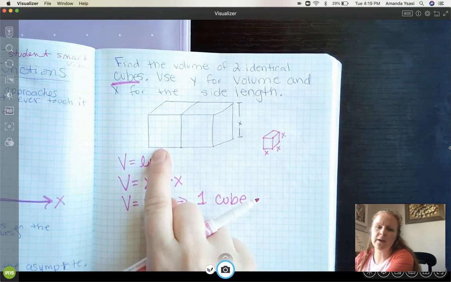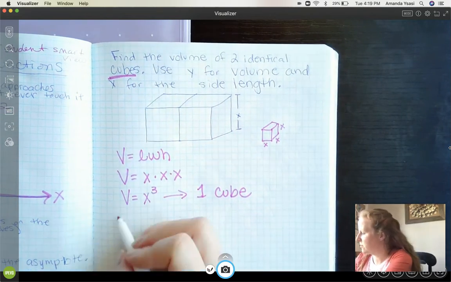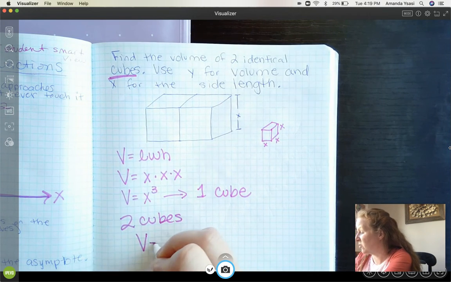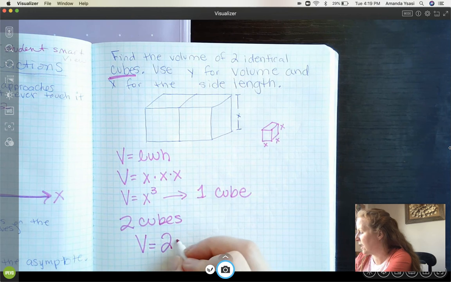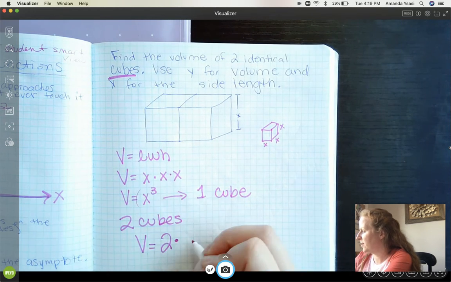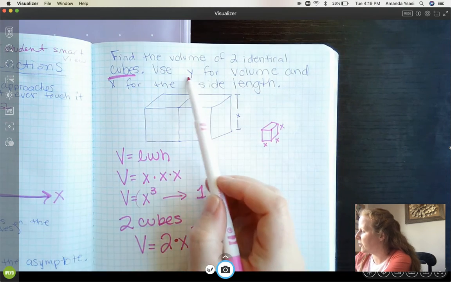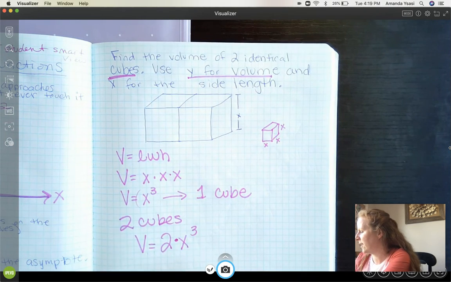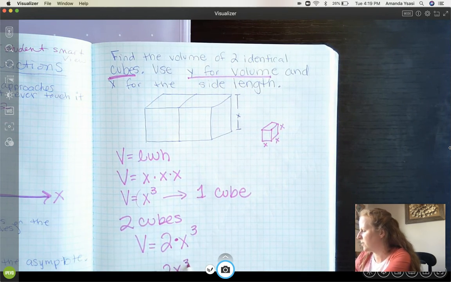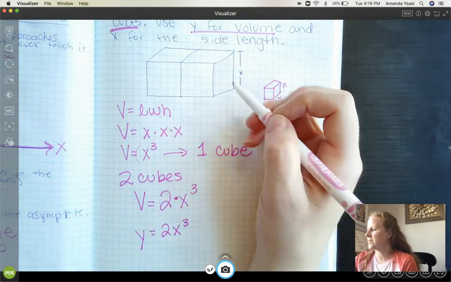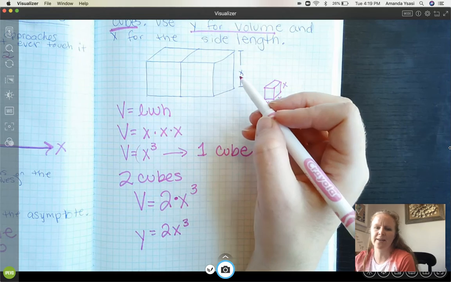But this drawing has 2 cubes. So what would I need to do? Just multiply times 2. 2 times whatever the volume is, x cubed. And didn't I say the volume is y? So this is actually going to be y equals 2x cubed. That is the volume of 2 cubes with the side length of x. Remember, x can be anything.